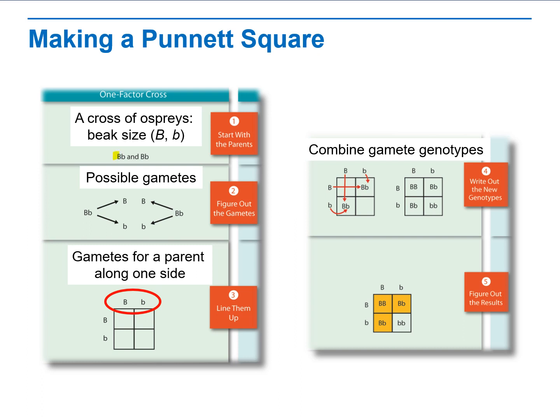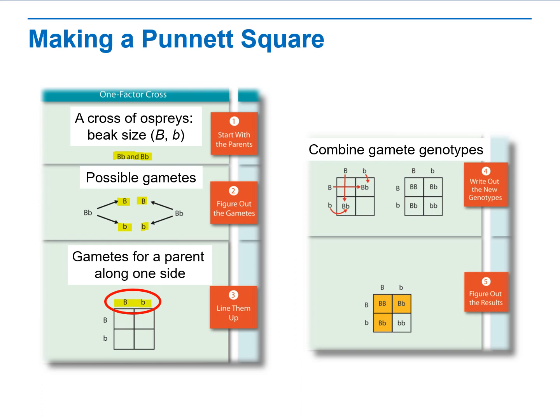Here we see an example of two ospreys. Those are the type of bird. They're both heterozygous, so they both have one dominant allele and one recessive allele. So we can see that the gametes that are possible to be produced for each bird will produce 50% dominant alleles and 50% recessive alleles. We indicate that on this organizer called a Punnett square.